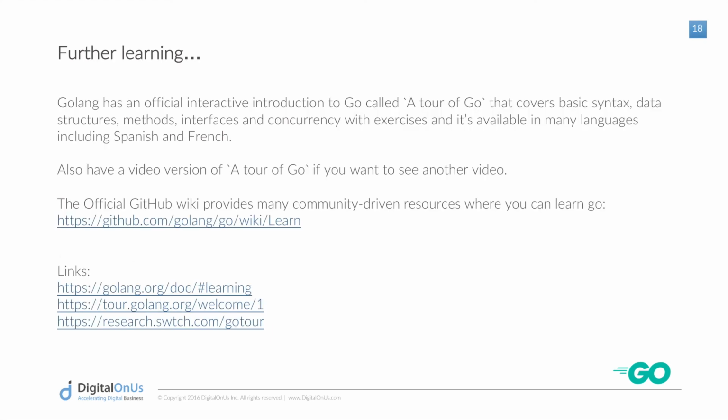We are about to end this video, but before, I want to talk about how you can further your learning about this wonderful programming language. Go has an official interactive introductory course called A Tour of Go that covers basic syntax, data structures, methods, interfaces, and concurrency. It's available in many languages, including Spanish and French. It is a great way to begin coding in Go. Go also provides in its official wiki many community-driven resources where you can learn.